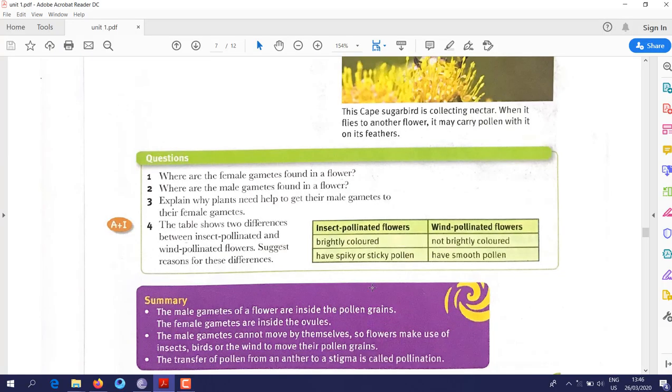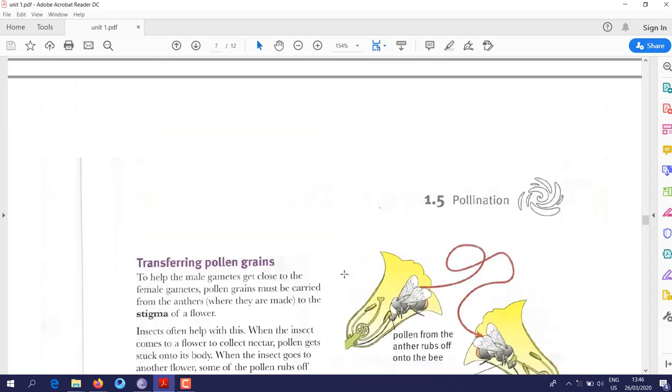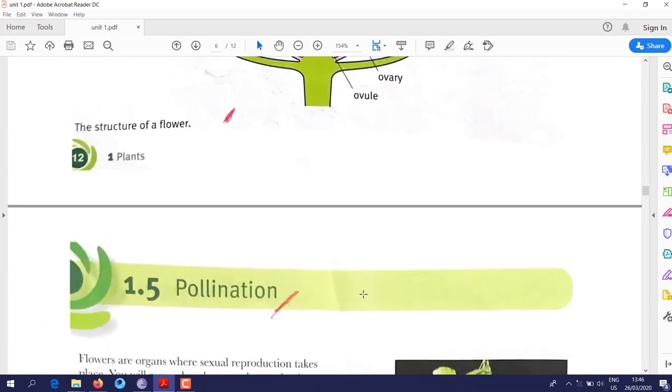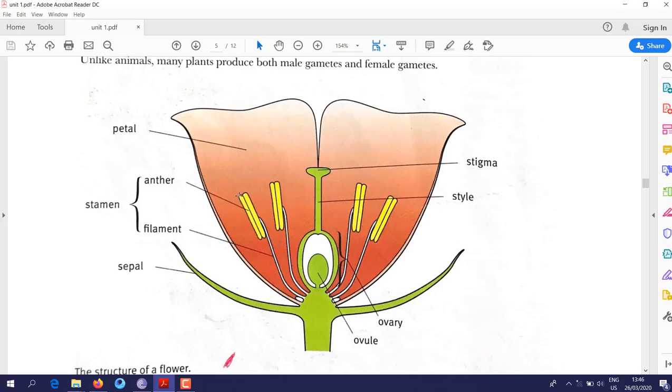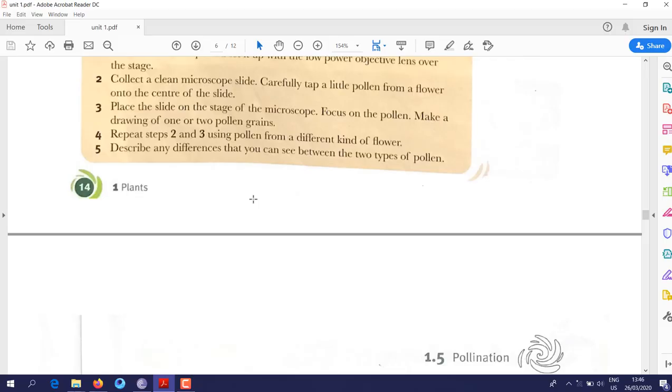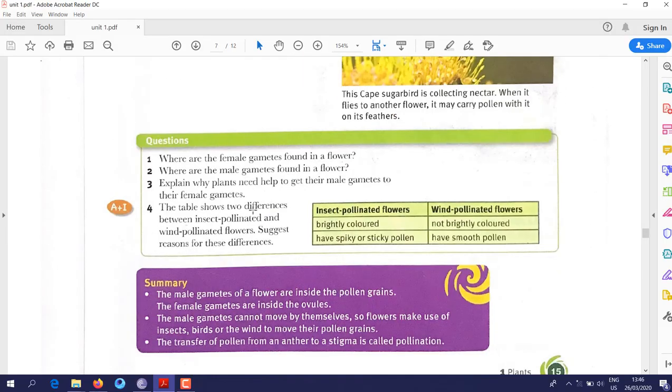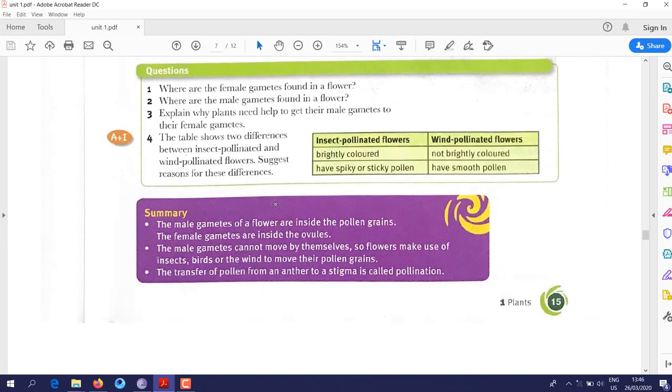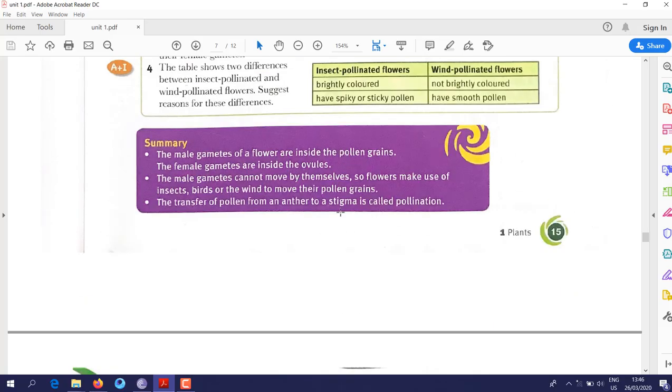Question number 3. Explain why plants need help to get their male gametes to their female gametes. Explain why the male gametes should get to the female gamete. What do you think? The answer here will be to reproduce, so they can fertilize each other and then reproduce.